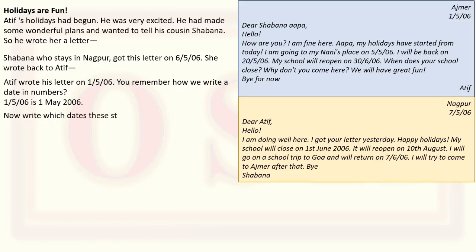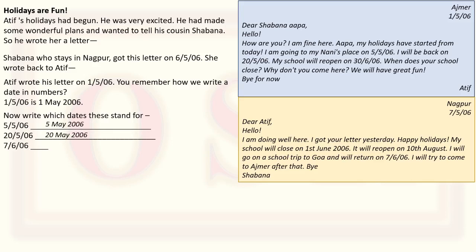Now write which dates these stand for. 5/5/06. Yes, guys. So based on our understanding, it's 5th May 2006. 25/5/06, it's 25th May 2006. 7/6/06, it's 7th June of 2006. 1/1/07, it is 1st of January 2007.